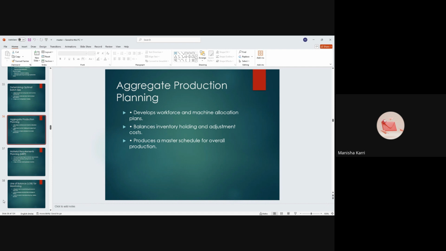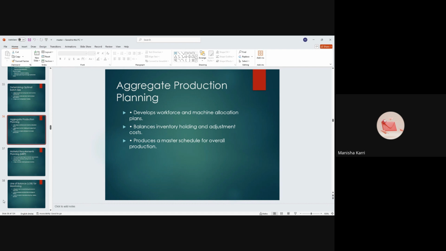This planning will ensure the right resources are available to meet the production goals without overstaffing or underutilizing the equipment. This is nothing but workforce and machine allocation plans. And balancing costs. What does balancing costs mean? Generally, inventory holding costs. These are the costs of storing finished goods. If more products are made than needed, the holding cost increases.